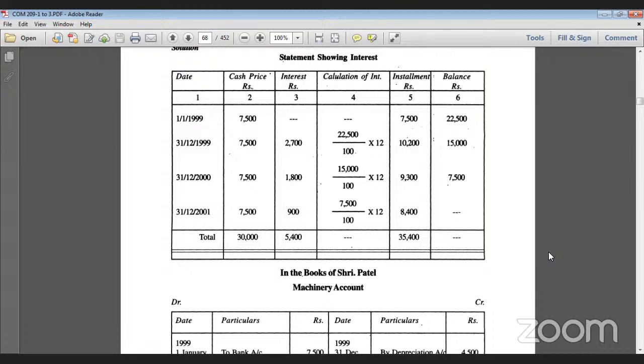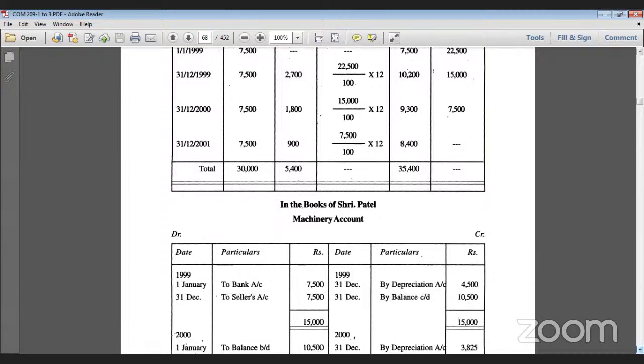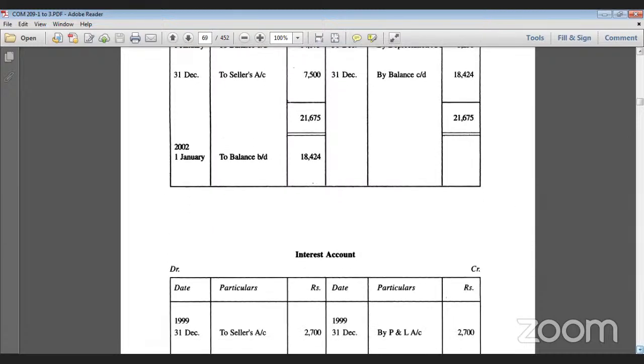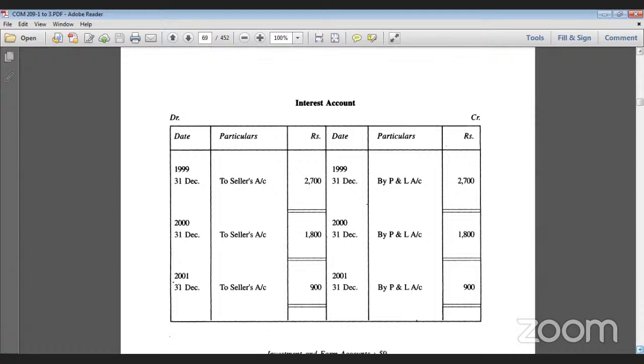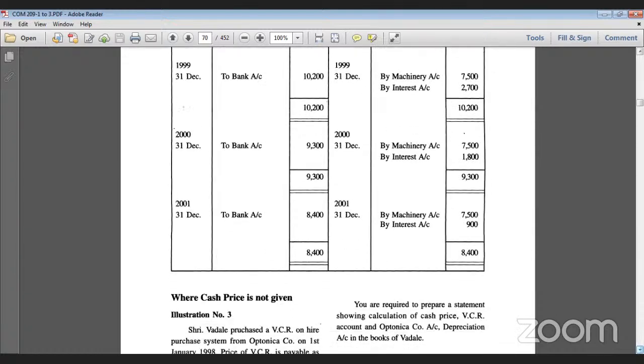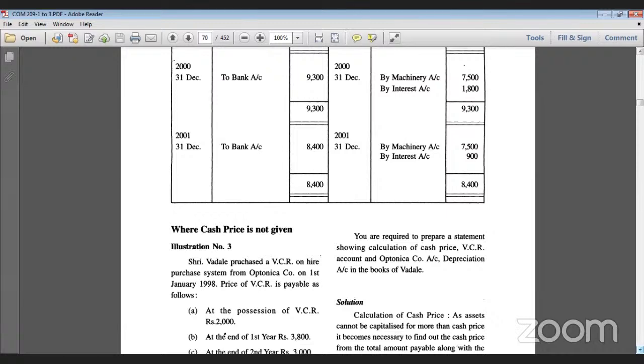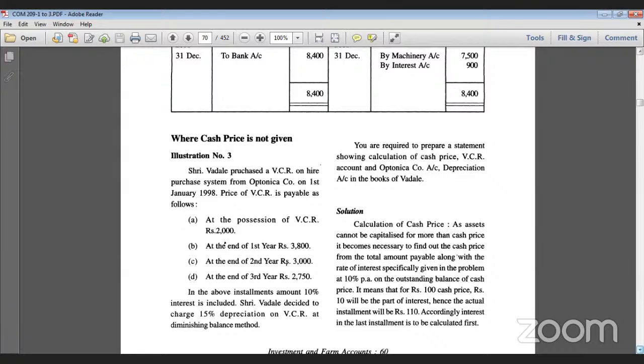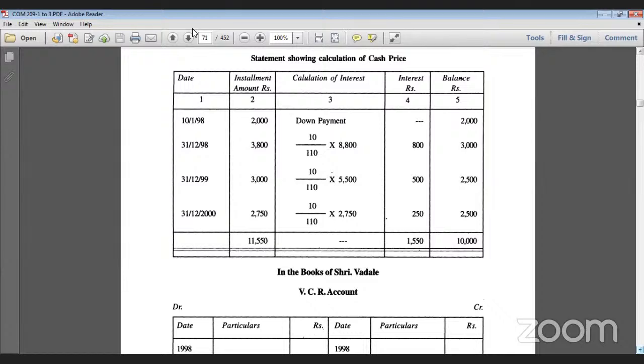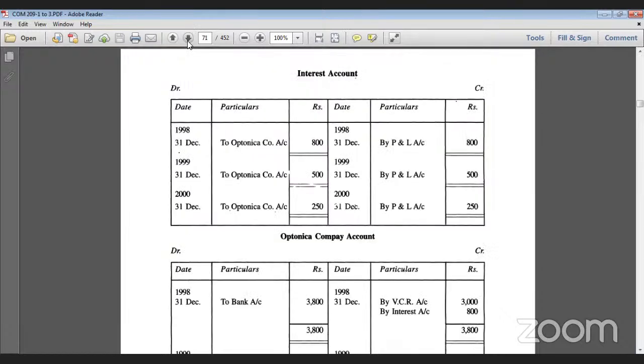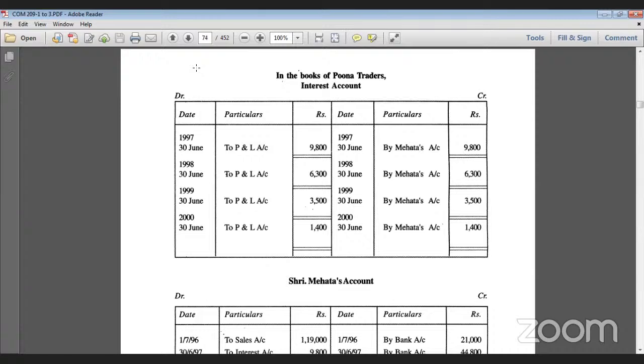So according to the table, we go for the accounts: first machinery account, interest account, P&L account, and depreciation account. As per the journals, we can prepare these accounts also. So many problems are given here. You just go for a problem and you just calculate.